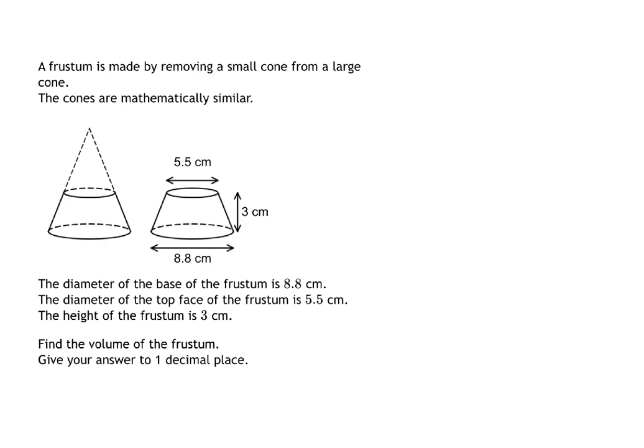Now, the first thing we want to work out is the volume of the big cone, and then the volume of the small cone, and then we can find the difference, which will give the volume of the frustum. The formula you're going to need is the volume of a cone, which is a third times the area of the base multiplied by the height. And the area of the base is a circle, so it's pi r squared. So this would be a third pi r squared h, where h is the height of the cone.